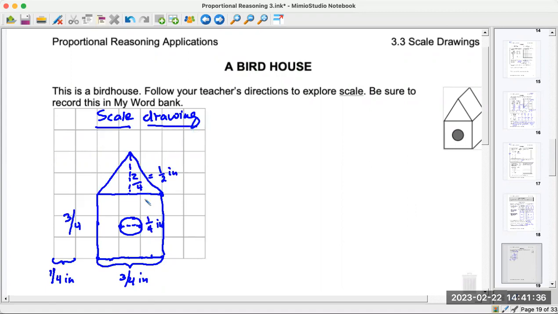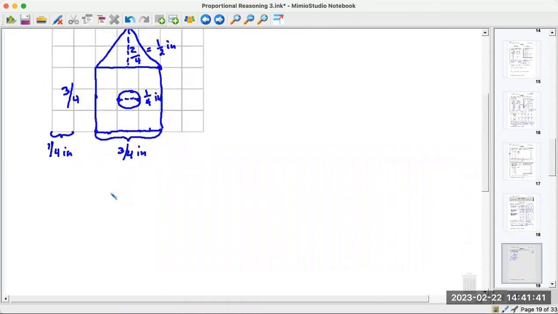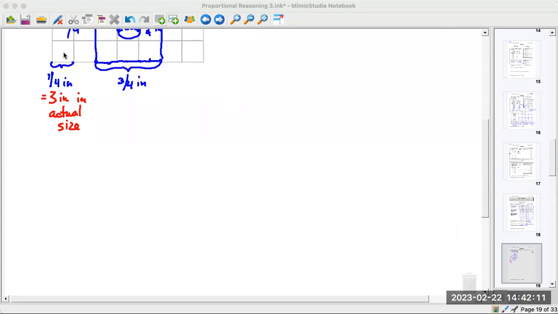Now I want to make it big. So when we make it big, by the way, I have to also know that a 1/4 inch on my scale drawing is 3 inches in actual drawing. So each 1/4 inch is really 3 inches when I build my birdhouse. So that part you have to know. You have to have some kind of start. You can't go blindly. They've got to give you some clue.